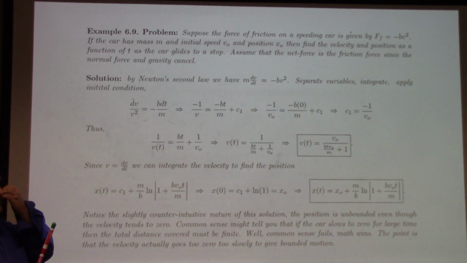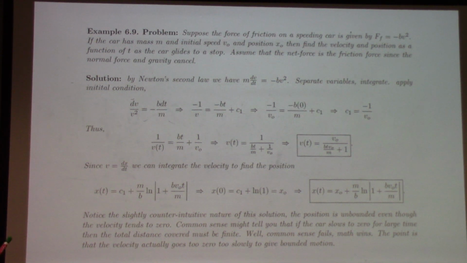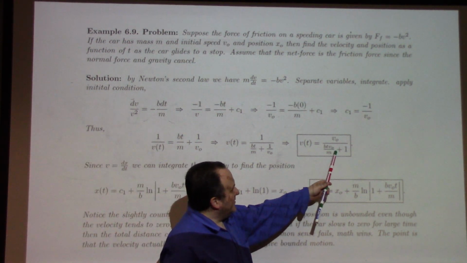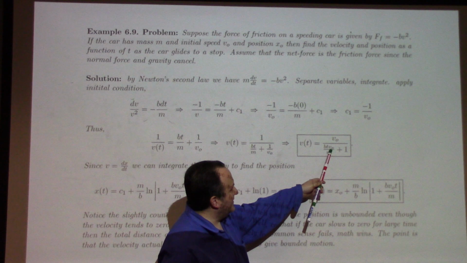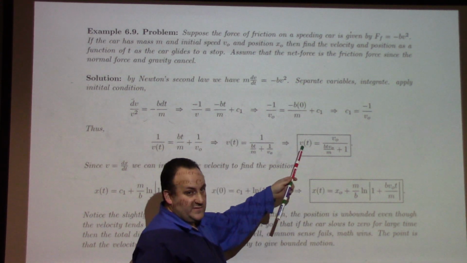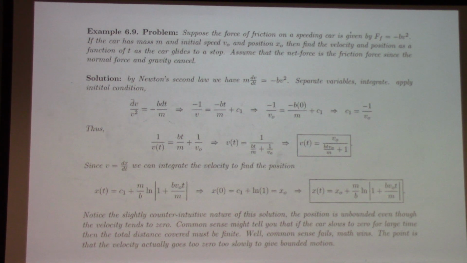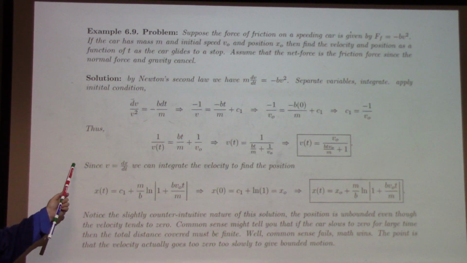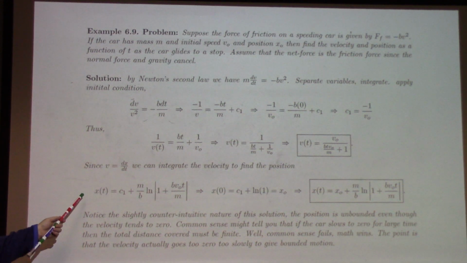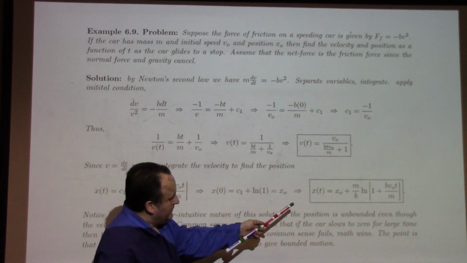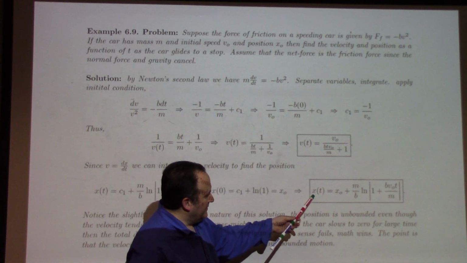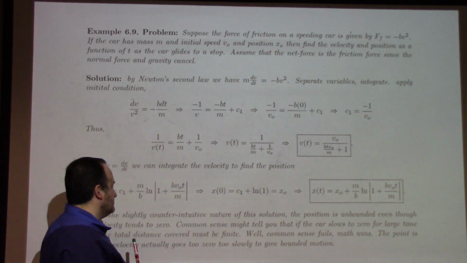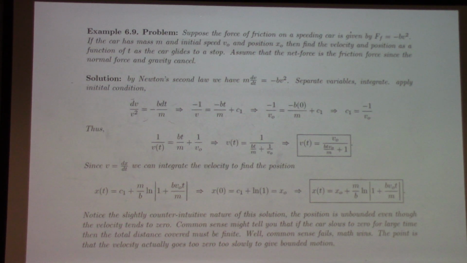So what's the velocity as time goes to infinity? Think about it. As time goes to infinity, the denominator gets super big, or super small and negative if v naught is negative. Anyway, this goes to 0. Velocity goes to 0. We can also integrate to find the velocity as a function of position, and if we do that, I end up with this. So if we calculate the position as a function of initial velocity, I get this. That's interesting. It's slightly counterintuitive, because the position is unbounded, even though the velocity tends to 0.